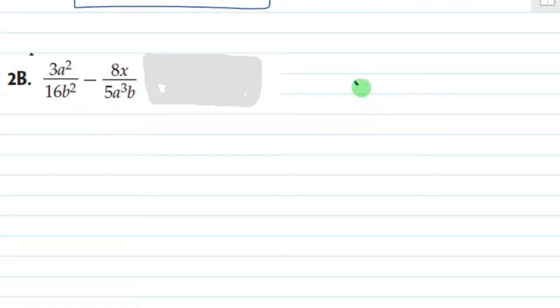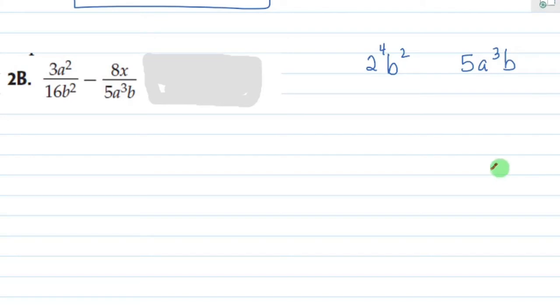Well, 16b squared. 16 is 4 times 4, and every 4 is 2 times 2. So 16 is actually 2 to the 4th power. So instead of 16, I'm going to write 2 to the 4th power. And then we have b squared. Remember, all your numbers have to be prime for this. And then for 5a cubed b, well, 5 is already prime, so you don't have to do anything.